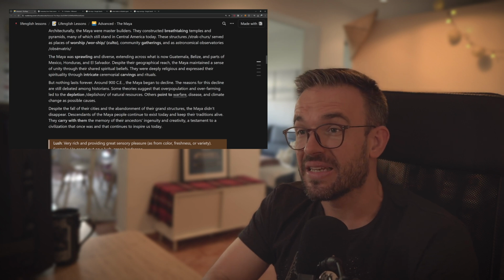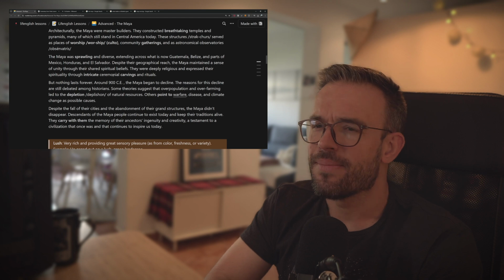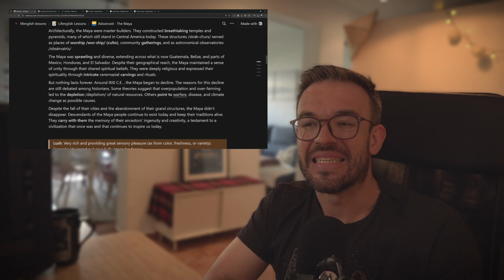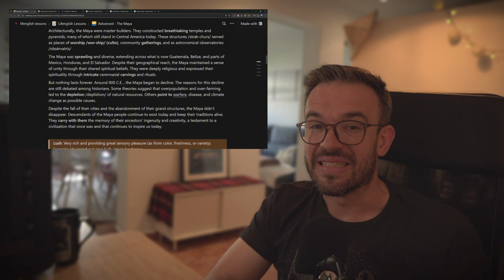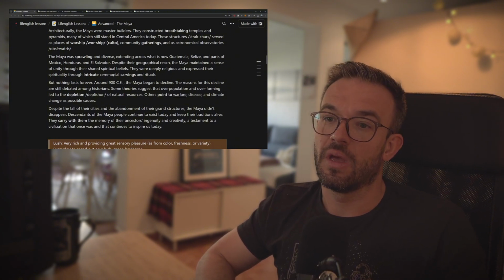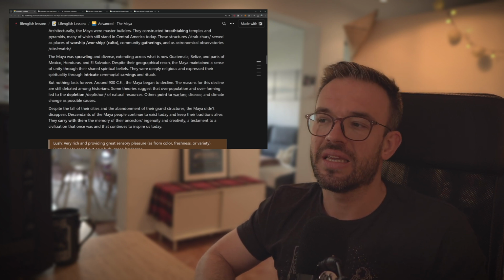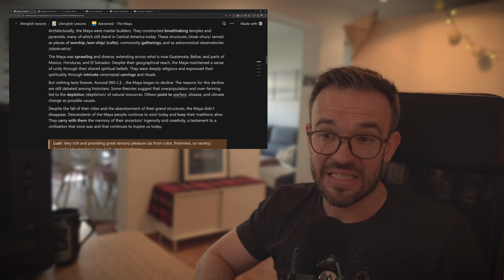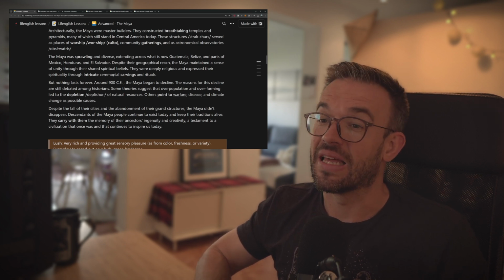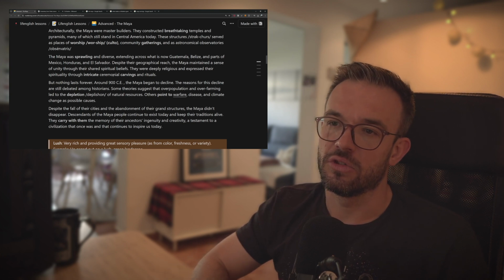Despite the fall of their cities and the abandonment of their grand structures, the Maya didn't disappear. Descendants of the Maya people continue to exist today and keep their traditions alive. They carry with them the memory of their ancestors' ingenuity and creativity, a testament to a civilization that once was and that continues to inspire us today.